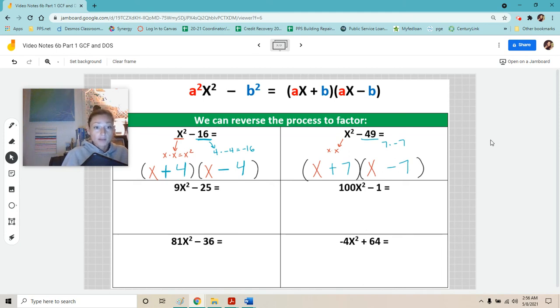Nine x squared minus 25. So I know that 9x squared, 3x times 3x would make 9x squared. 3 times 3 makes 9. And then x times x makes x squared. And then 25, that would be 5 times 5. So one's going to be positive, one's going to be negative. Just like that.